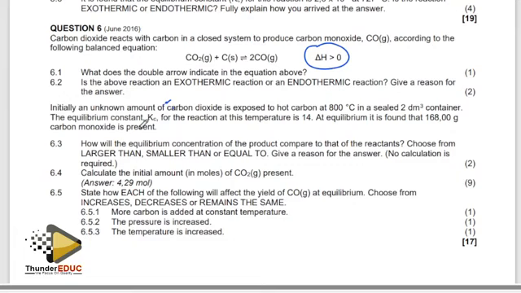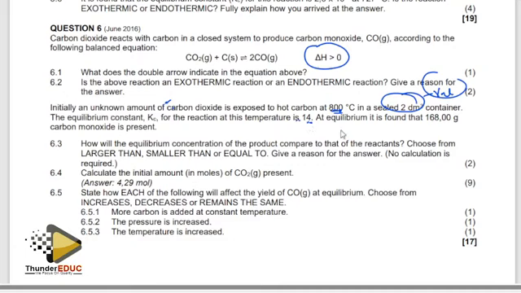They're saying initially an unknown amount of carbon dioxide is exposed to hot carbon. At this temperature, that's not a big deal. This is a very important thing: the volume. You need to know this volume. If it is not in decimeter cubed, you have to put it in decimeter cubed. And then they are saying that the Kc for the reaction at this temperature is equal to 14. It's not a big deal.